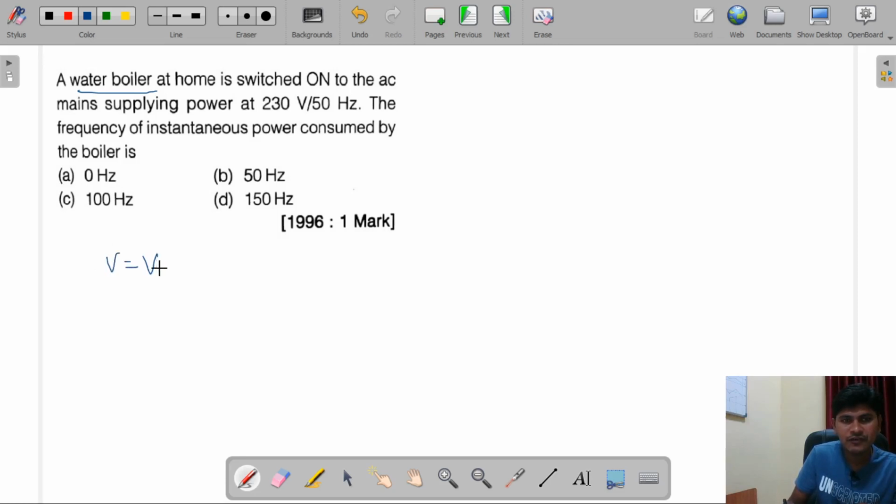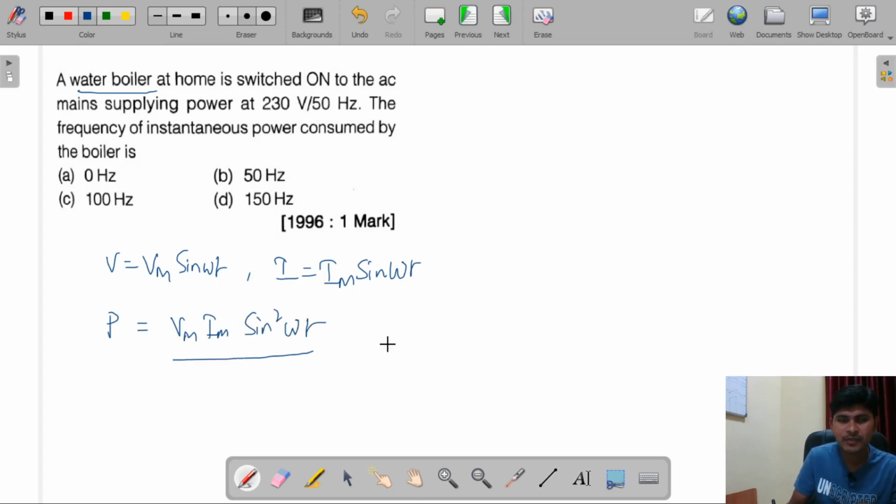In case of R load, if V is equal to Vm sine omega t, then I is equal to Im sine omega t. Both will be in phase, current and voltage will be in phase. Then what will be the instantaneous power? Product of these two gives instantaneous power. P is equal to V into I, which is equal to Vm sin omega t into Im sin omega t, which is Vm Im sine square omega t.